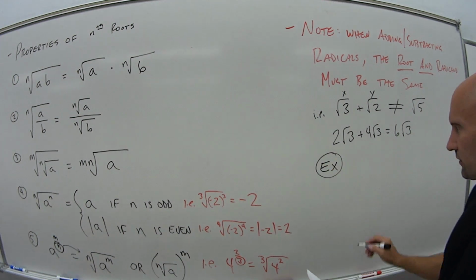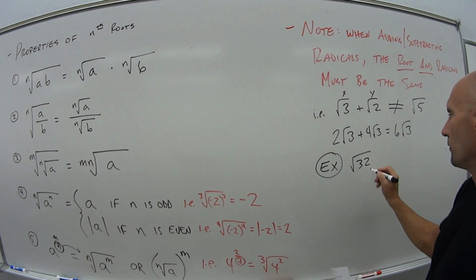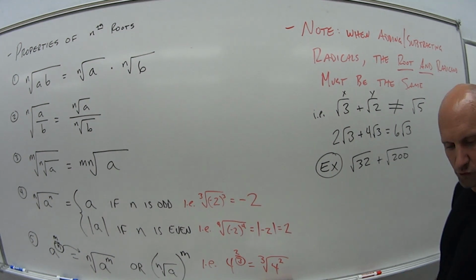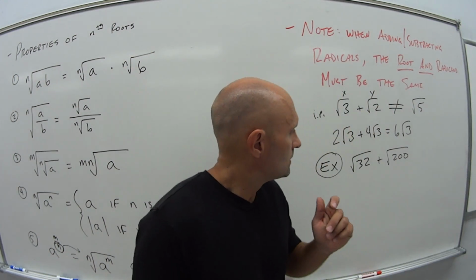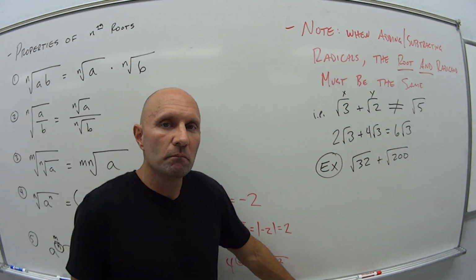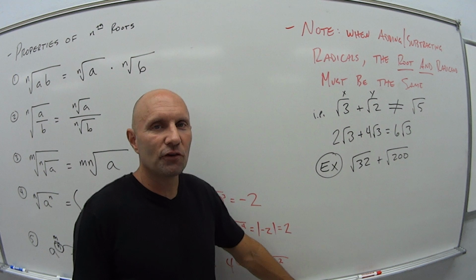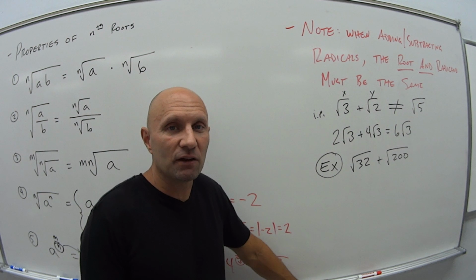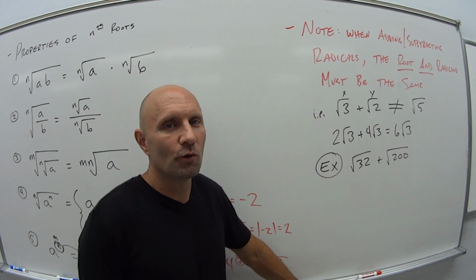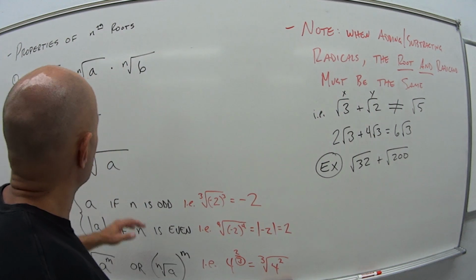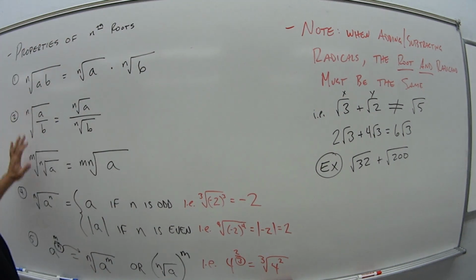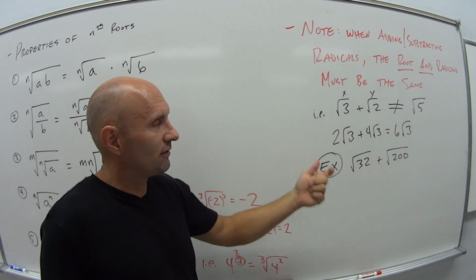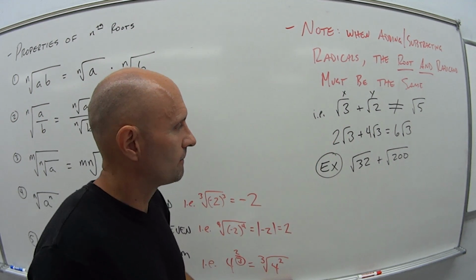So what if I have this? The square root of 32 plus the square root of 200. The roots are the same, they're both square roots, but the radicands are different. So what's my answer? Do I just say, that's it, I can't do anything? No, of course not. It's never that easy, right? But I can use some of these properties here to try to simplify it to see, can I get it to have the same root and the same radicand?